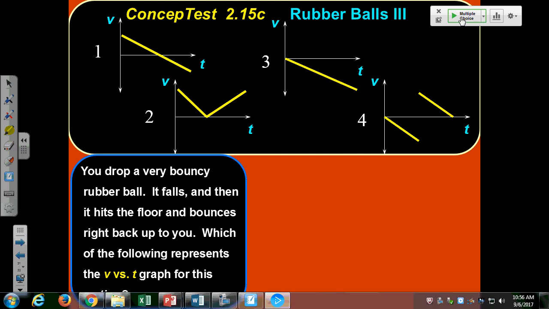Okay, now we're going to do something different. I take a ball, and I drop it, and then it bounces back up to my hand. It's a really bouncy ball. You drop it, it goes to the floor, and then it comes back to your hands. Which of these represents the velocity versus time for that? Think about what the velocity is doing. Is it speeding up or slowing down? And is it positive or negative as time goes along?